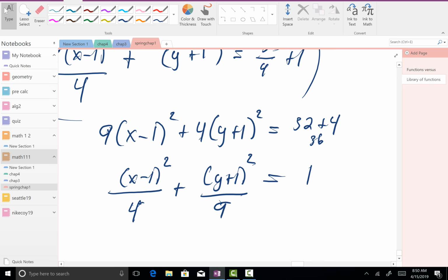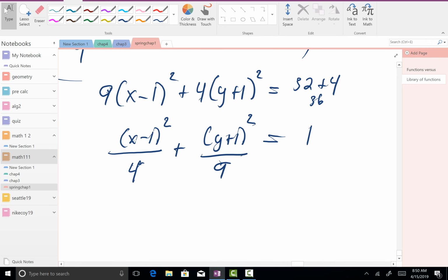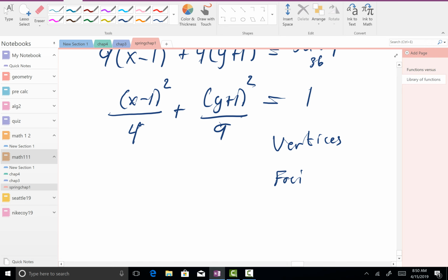Okay? All right, so let's see. What did we need to do? We needed to come up with vertices, correct? Vertices, foci, and eccentricity, I believe it said. Are we going to need to do another one of these? Because I don't have paper space. Only on your assignment.